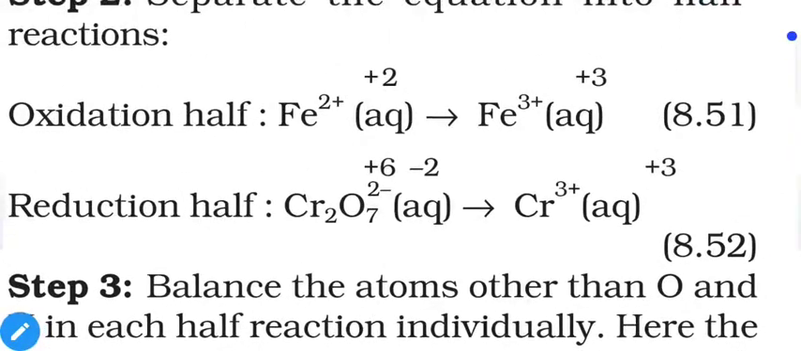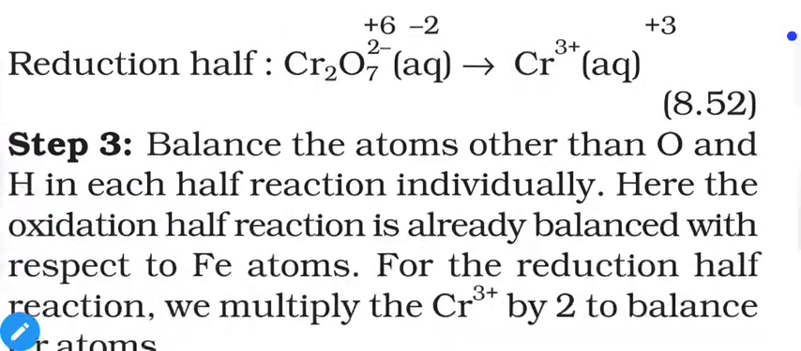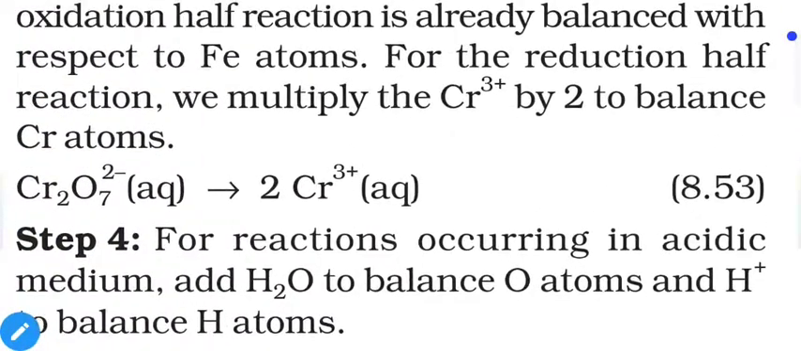In both half reactions we have to balance the number of atoms which change oxidation state. If we observe the half reactions, we have one Fe2+ changing into one Fe3+, so no need to balance the oxidation half reaction. But in the second reaction we have two chromiums on the reactant side and only one chromium on the product side. So we balance the number of atoms by placing 2 on the product side. Only the reduction half reaction needs balancing: Cr2O7 2- produces 2Cr3+. The oxidation half reaction does not need balancing, that's why it is not mentioned here.